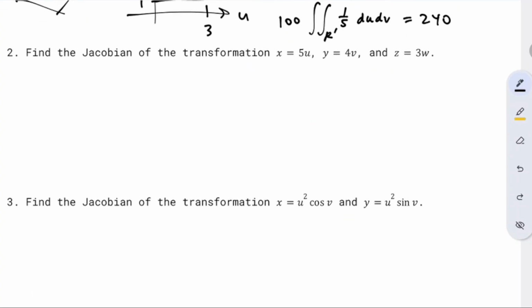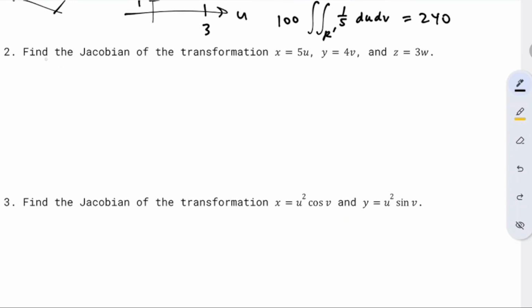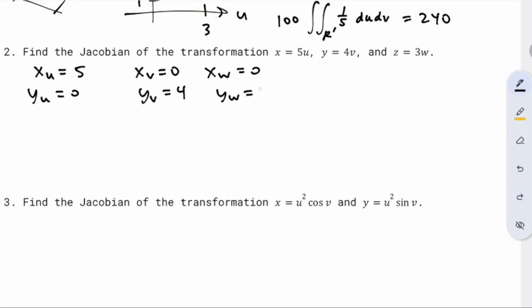All right, find the Jacobian of the transformation. Gladly. Okay. So this one's 3 dimensions, so I'm going to have to take a 3x3 determinant, but xu is going to be 5, xv is going to be 0, and xw is also 0. Yu is going to equal 0, yv equals 4, and yw equals, wait, no, yw is equal to 0. I need to slow down. Zu is 0, zv is also 0, and zw is going to equal 3.